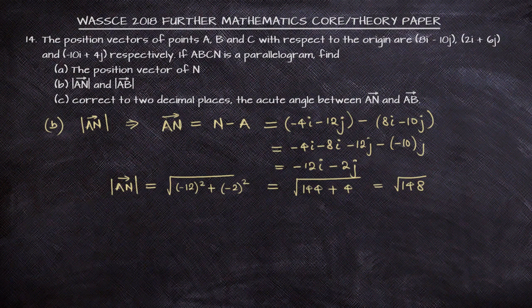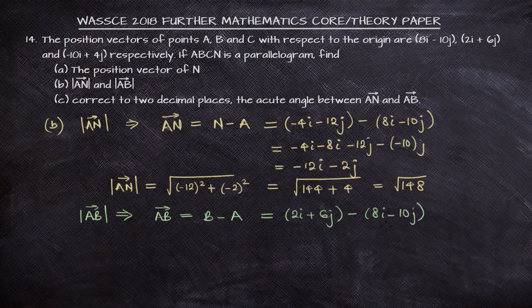Just as we did for vector an, we can go ahead to say vector ab. To find its magnitude, first we need to find an expression for vector ab, and that will be position vector b minus position vector a. We are given b to be 2i plus 6j, so that will be 2i plus 6j, minus, we are given a to be 8i minus 10j. So going ahead to open the bracket, that will be 2i minus 8i plus 6j minus 10j. Don't forget the negative sign.